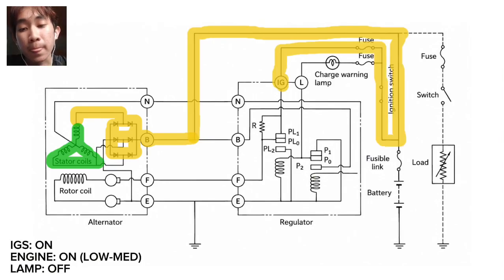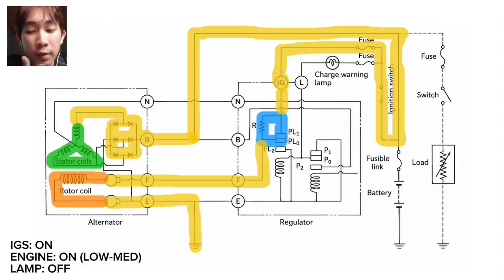ignition switch to the fuse and the ignition terminal of the regulator. Now, as you have noticed, PL0 and PL1 here are not connected due to no sign of the electromagnet, which is as said earlier. Therefore, the current flows directly into the resistor.